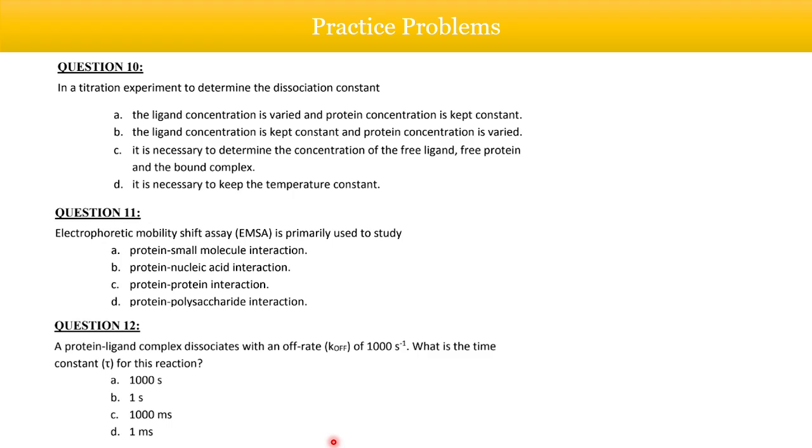Okay. Now, in a titration experiment to measure the dissociation constant, the ligand concentration is varied and the protein concentration is kept constant. The ligand concentration is kept constant and the protein concentration is varied. It is necessary to determine the concentration of the free ligand, free protein and the bound complex. It is necessary to keep the temperature constant. So which of these are correct over here? In a titration experiment, which of these do you feel are correct? Over here, more than one option can be correct.